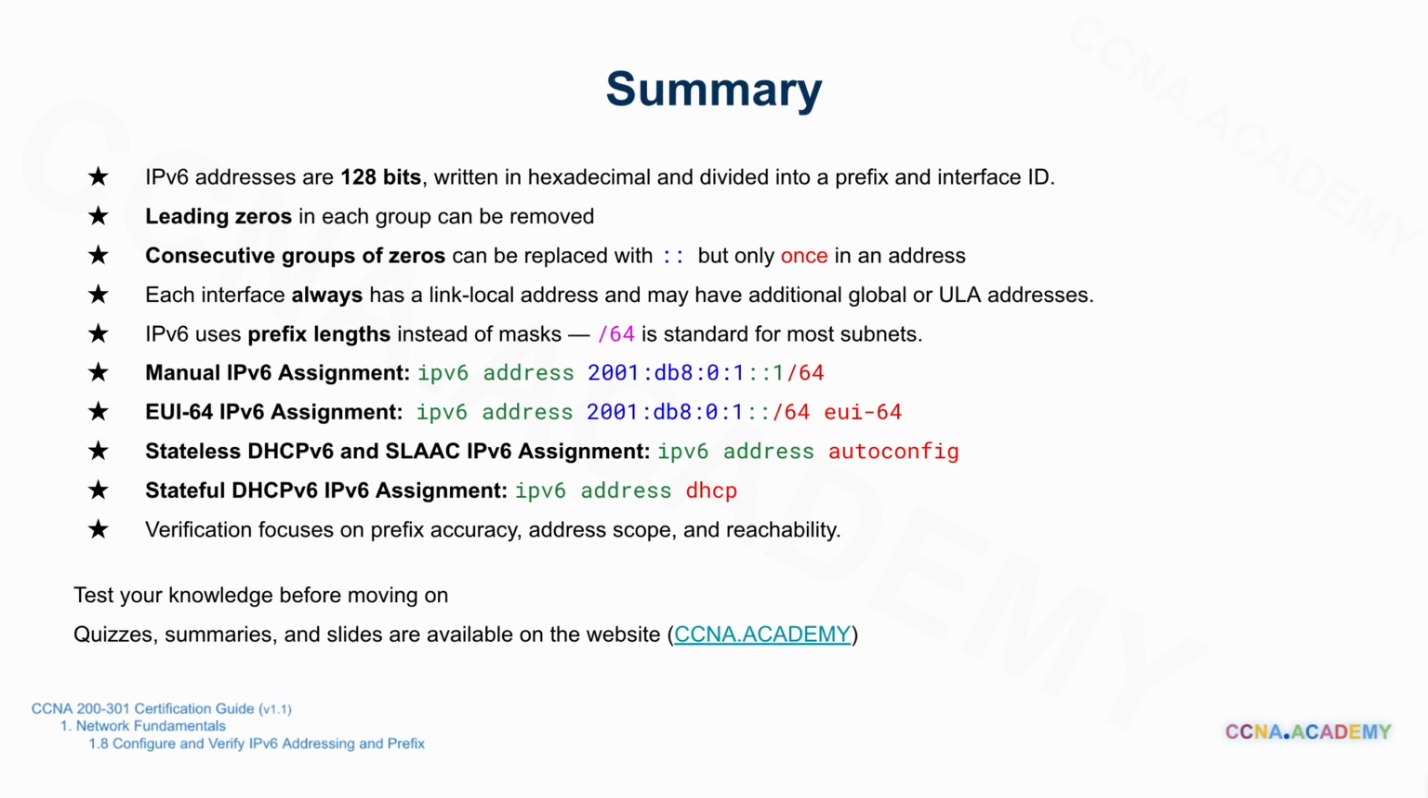Let's recap. IPv6 addresses are 128 bits long, written in hexadecimal, and divided into a prefix and interface ID. You can shorten them by dropping leading zeros or using a double colon once per address. Every interface always has a link local address, and most also have a global one. IPv6 uses prefix lengths instead of subnet masks. /64 is the standard. Addresses can be assigned manually, automatically with SLAAC, or through DHCPv6. When verifying, focus on prefix accuracy, scope, and connectivity.